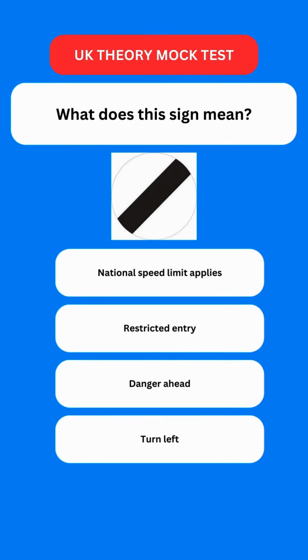Next question is, what does this sign mean? Options are national speed limit applies, restricted entry, danger ahead, or turn left. So the correct option is the first one. This sign means that the national speed limit applies here.